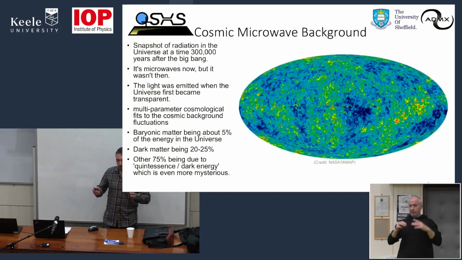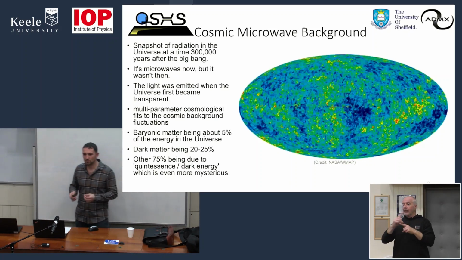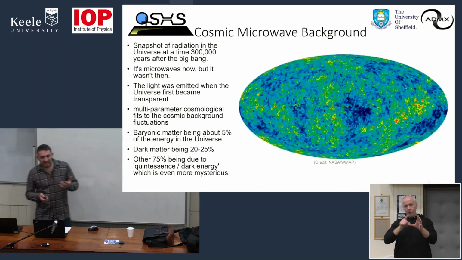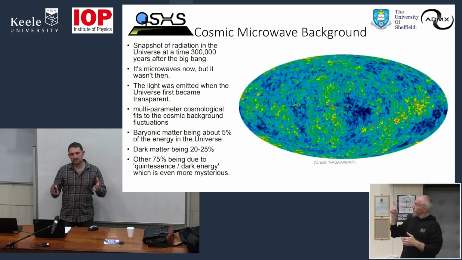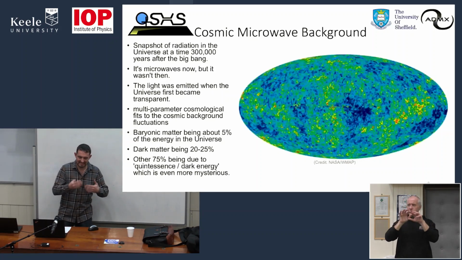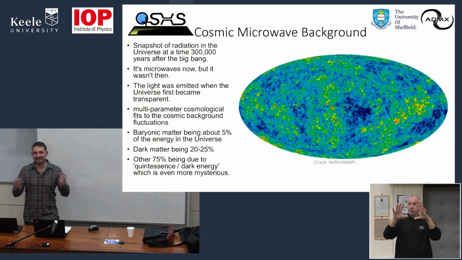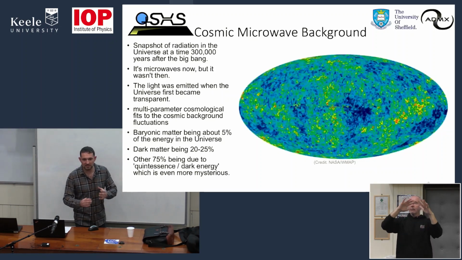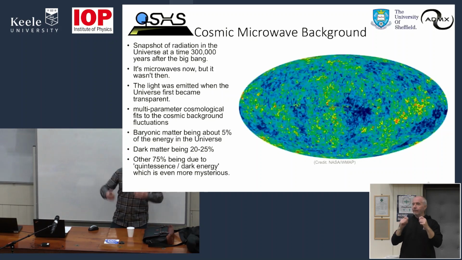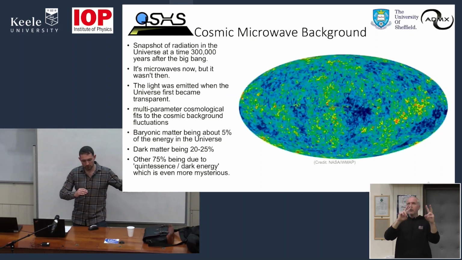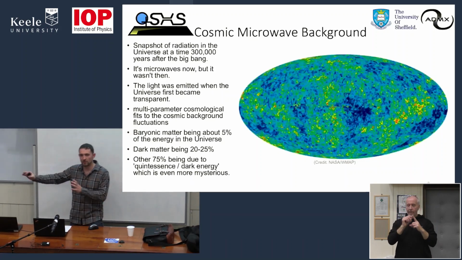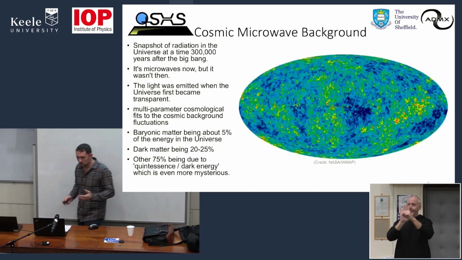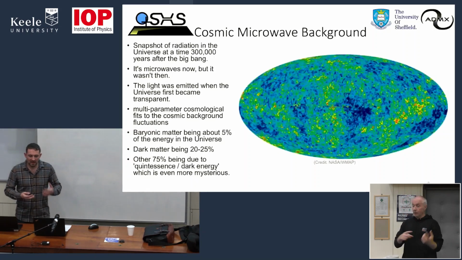So this light was particularly emitted, allowed to be released when the universe was first starting to become transparent. So it's first starting to allow photons to pass through it without immediately blocking them. So it gives us a good idea of what might have been going on.